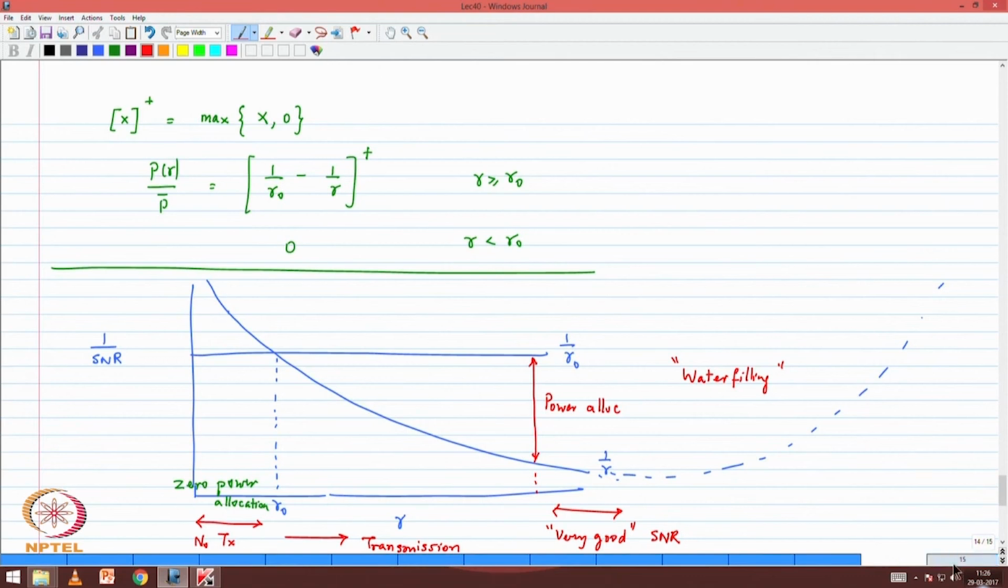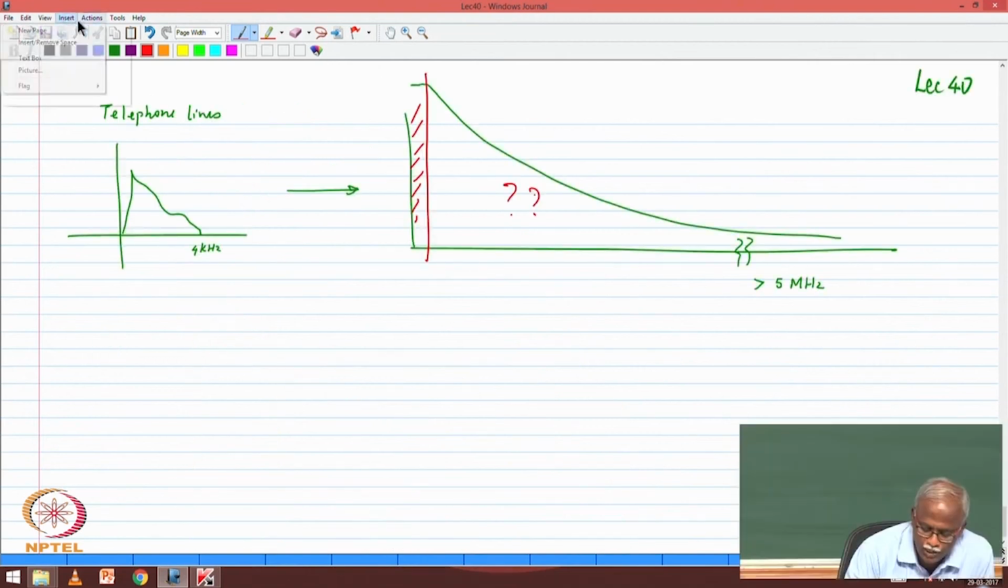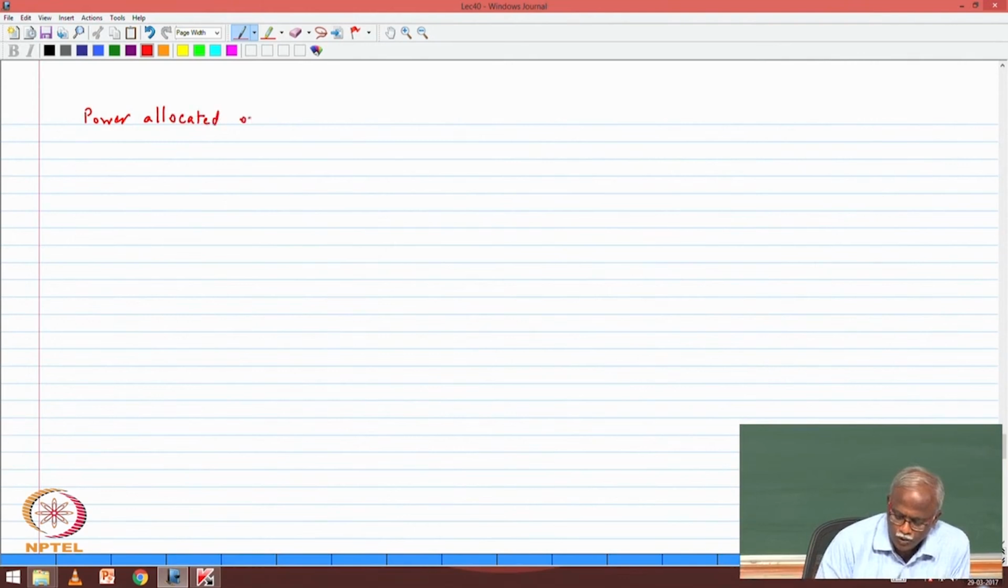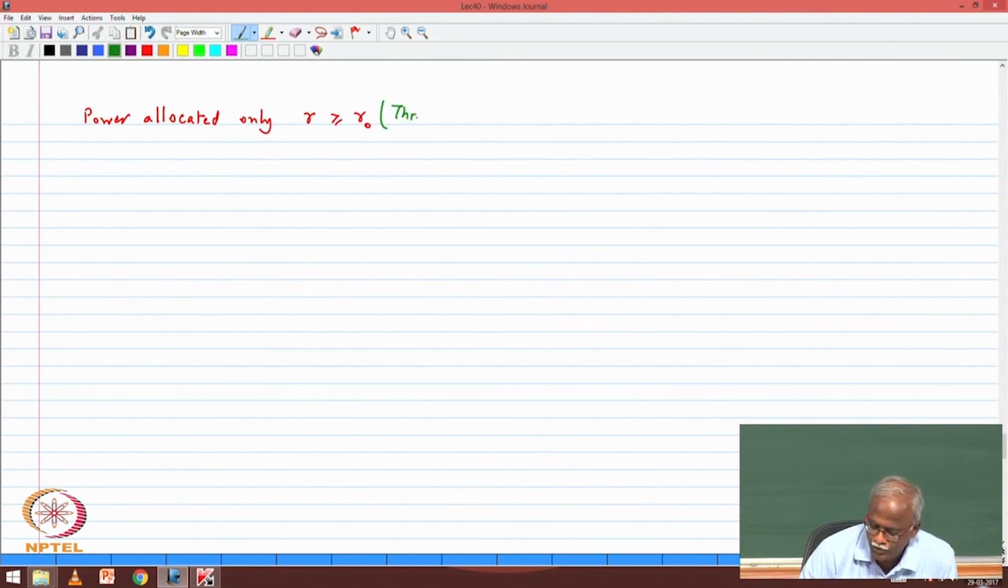Okay, so let us quickly consolidate whatever we have understood so far in this discussion. So the summary is that power is allocated only if the SNR is greater than or equal to gamma naught. SNR is greater than the threshold. Below the threshold, we don't allocate power. Okay, so this is like a threshold. Gamma naught is like a threshold value.